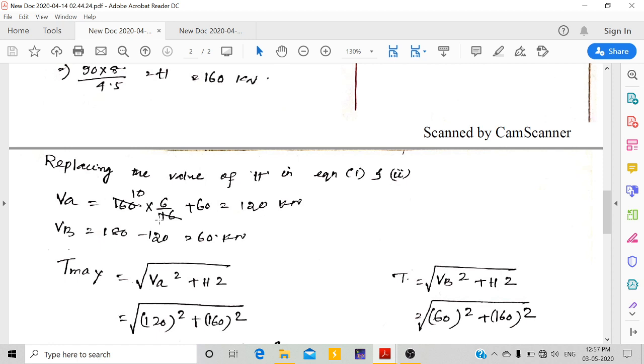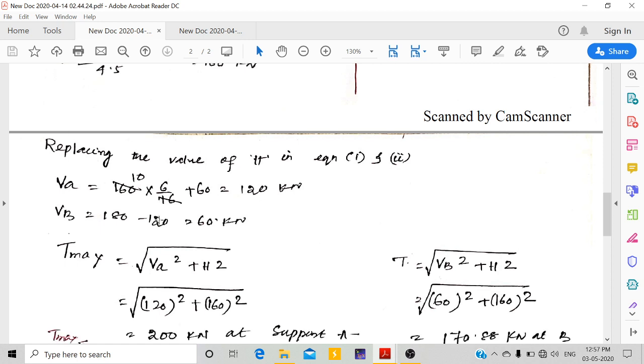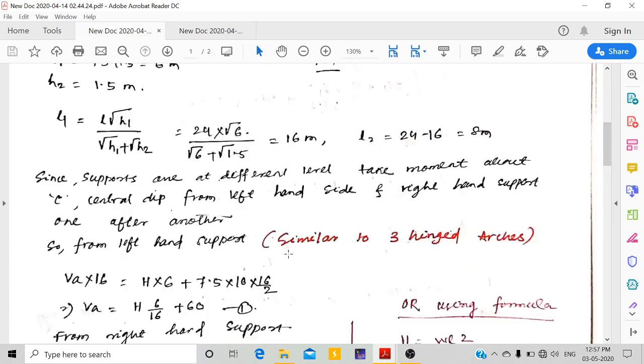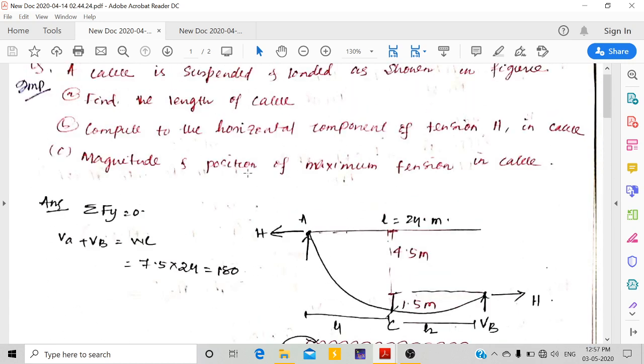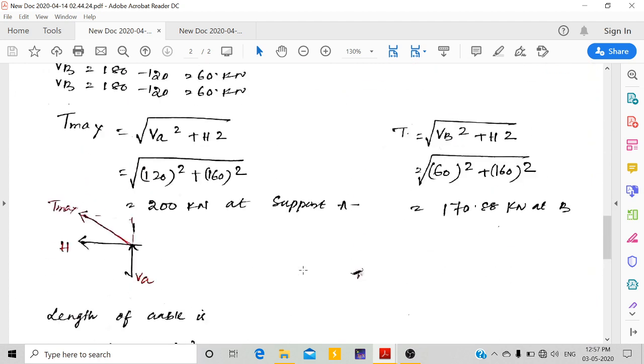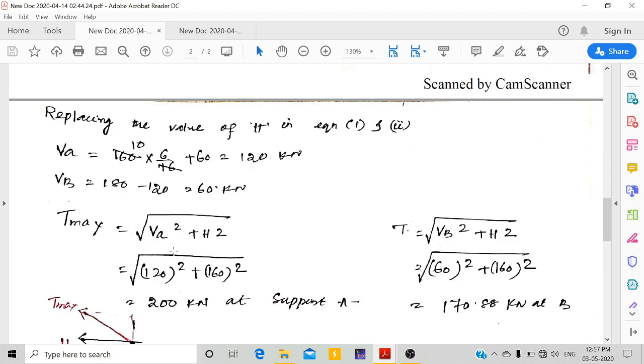So for Tmax, actually Tmax will occur at the support, and it is the square root of Va square plus H square. It means Tmax will be the resultant, you can say. It will be the resultant. So it will become a triangle. So H square plus this Va square will give you the maximum tension. So Va square is 120 square plus H is 160 square. Similarly T is the square root of Vb square plus H square. So I am getting 200 kilonewton at support A and 170.88 kilonewton at B.